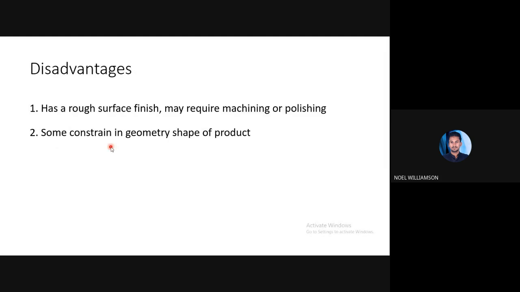Now we'll see the main limitations or disadvantages of the process. First one is regarding the surface finish. Through this process, we have a rough surface finish. That is, we have bad surface quality, or the surface roughness will be high. That is the first disadvantage. So extra machining or polishing is required in applications where we need a good surface finish.